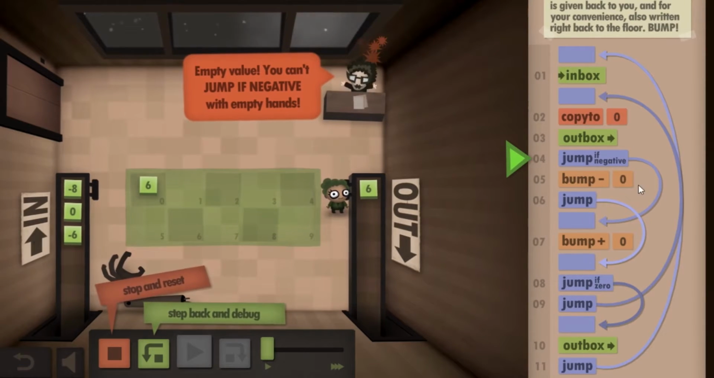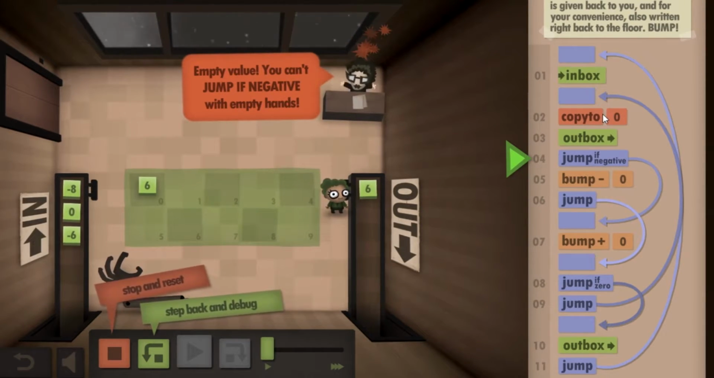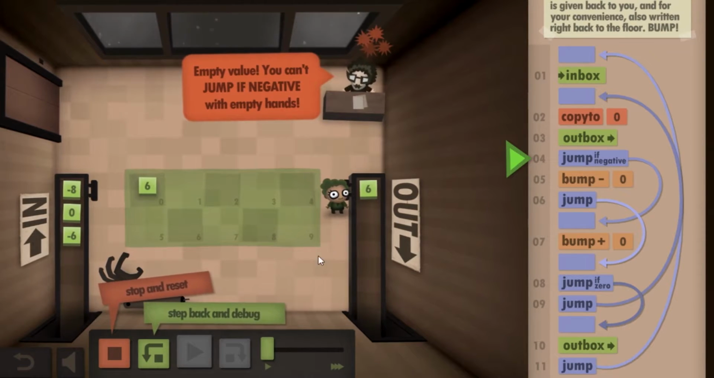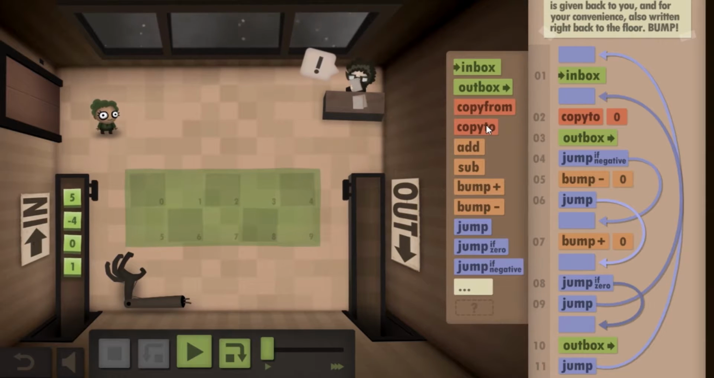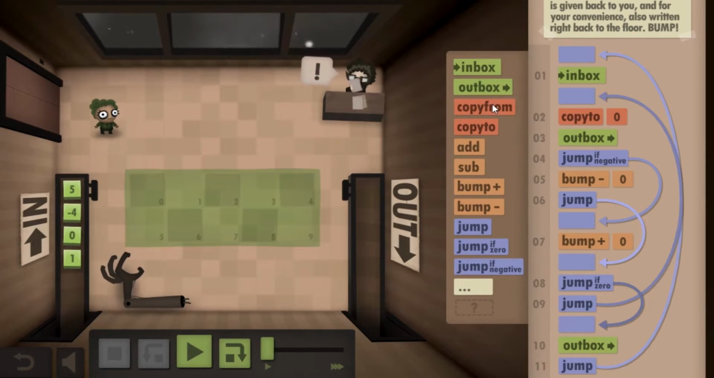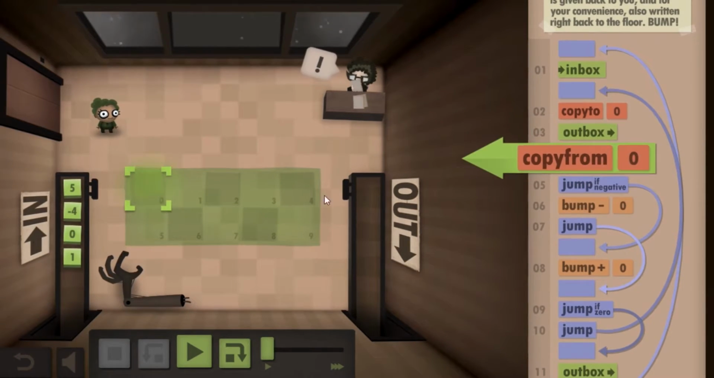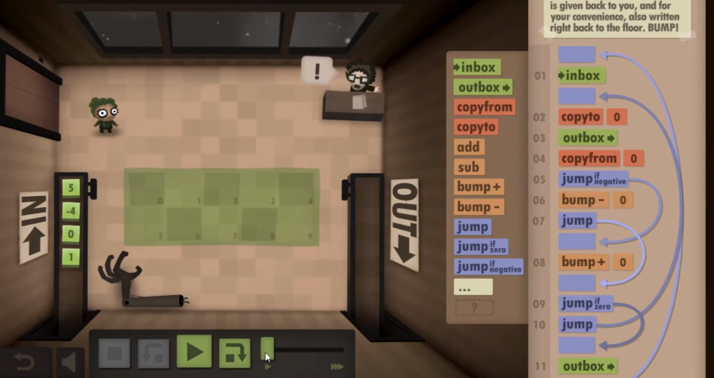What did I do? Oh, you can't do that comparison because of outbox destruction. It's so annoying. Why does the outbox eat things? There. That should fix that.